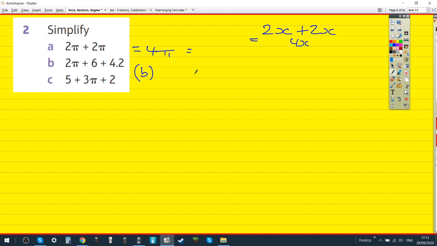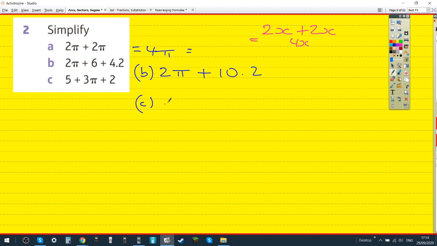So would that be... And you keep the pi and the numbers separate. So this is like non-calculator. They want the answer in terms of pi. So, keep pi and the numbers separate. So would it be 2 pi plus 10.2? Yeah.